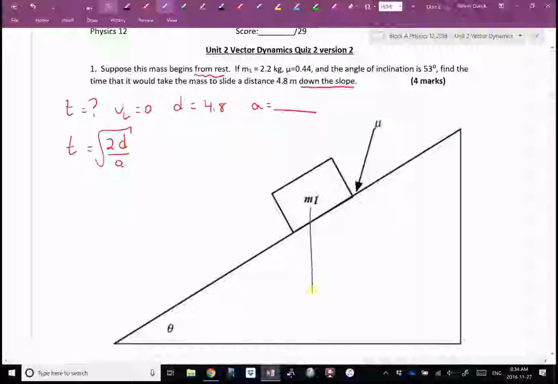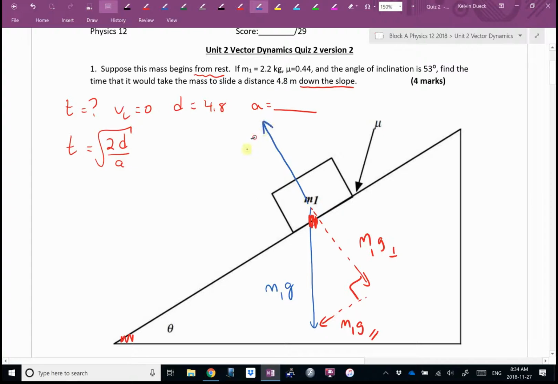So I said, what are the forces acting on it? Get the obvious one. There is m1g. Normally I would just use mg, but since they used m1, I'll use m1. Components: m1g perpendicular, m1g parallel, normal force, and it's sliding down. It does have a mu sitting there, so friction is going to be pointing uphill.